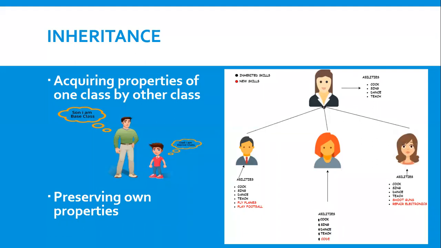So here, a mother has three children, two daughters and one son. If you see, the mother's abilities are can cook, sing, dance, and teach. These are the mother's abilities, and these are the children derived from this mother. One son and two daughters. How many abilities does the son have here? 6. Apart from the 4 mother properties, the son has 2 additional properties.